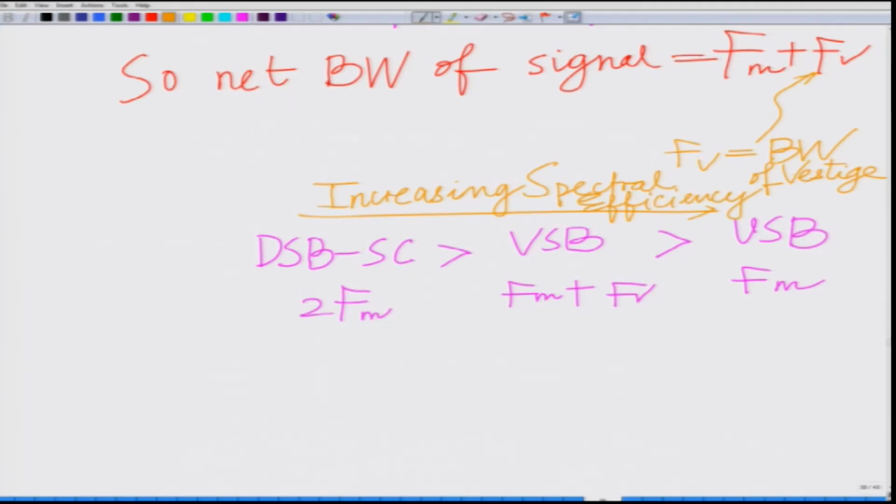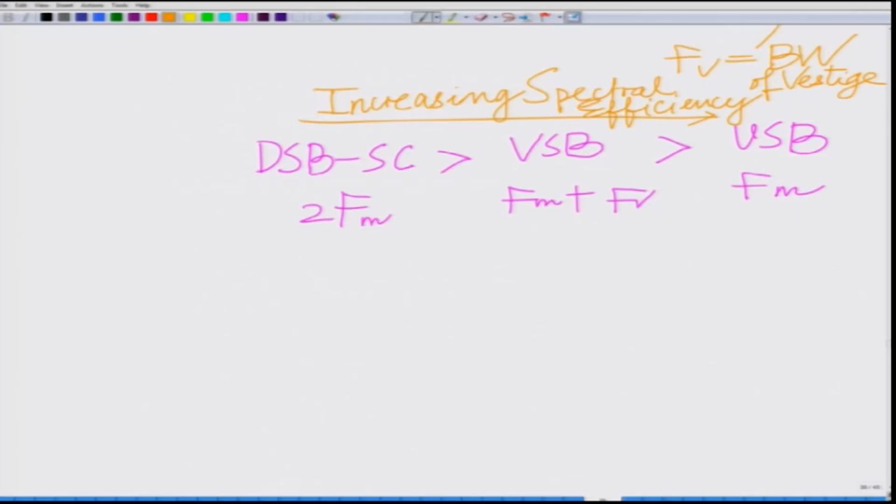So, you can see that vestigial sideband modulation is a trade off. It has a bandwidth efficiency or spectral efficiency that is less than that of upper sideband modulation, but more than that of double sideband suppressed carrier. However, it offers an advantage, that is it has a much lower complexity in comparison to upper sideband modulation, since designing these non-ideal high pass filters is much easier compared to designing the ideal high pass filter with upper sideband modulation.